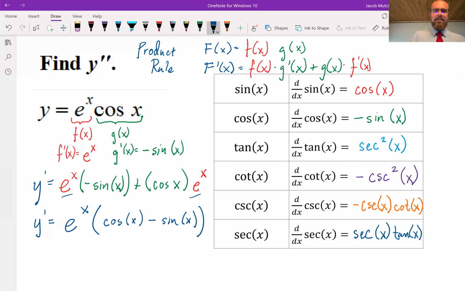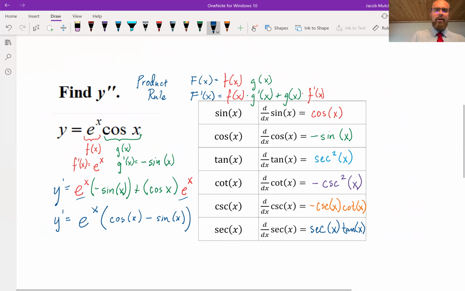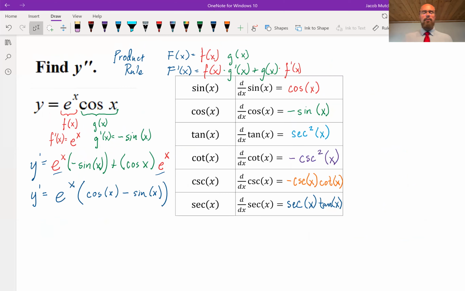Now we want to take the second derivative. Same way, it's the same concept. Once I have the first derivative, to get to the second derivative, I just take the derivative of the first one. So to get y double prime, again, I have need of the product rule. Because again, I've got e to the x times, we can treat this cosine x minus sine of x as our little g of x. So I'm going to reapply product rule to find the second derivative.